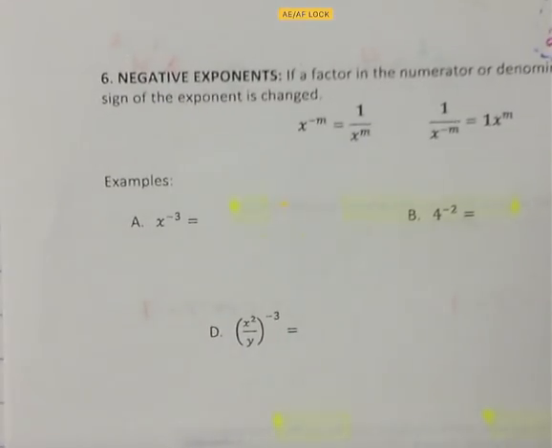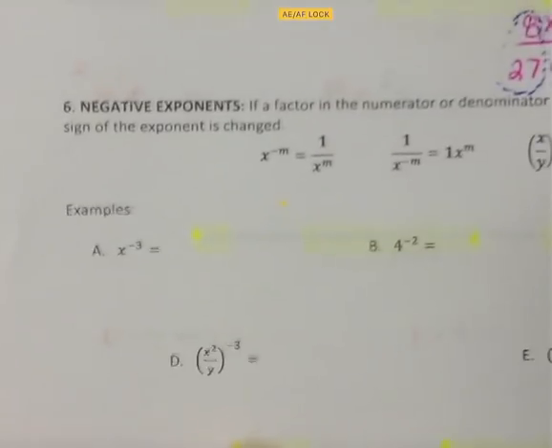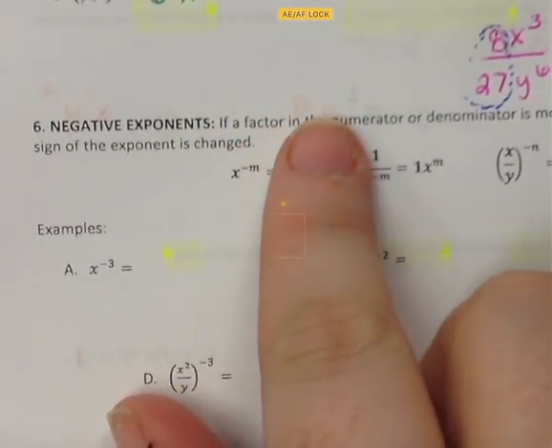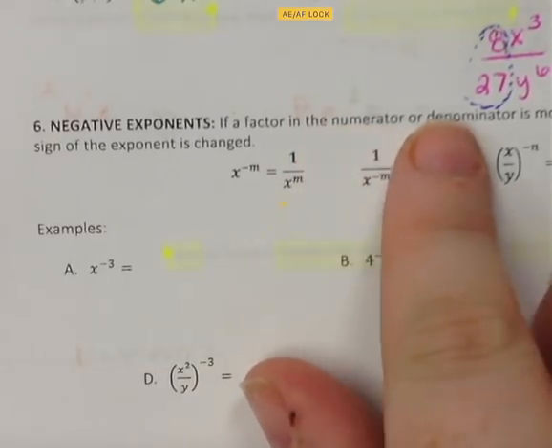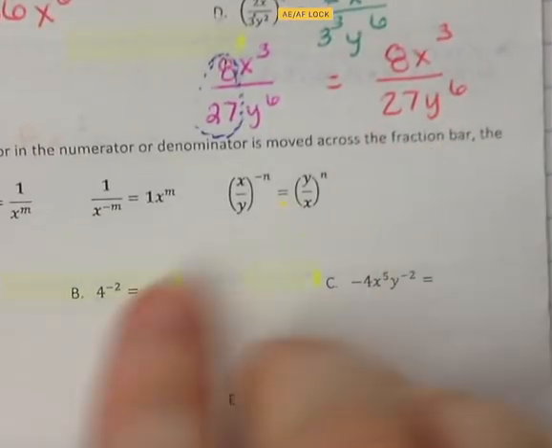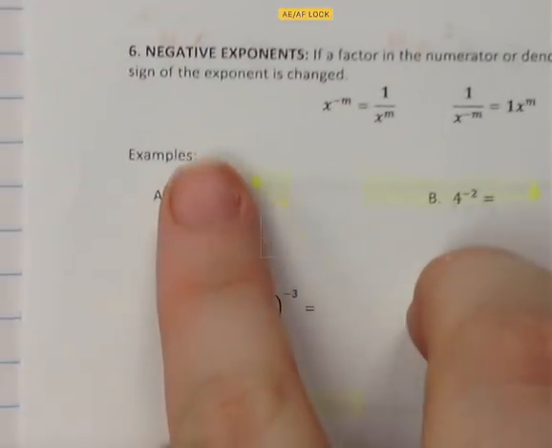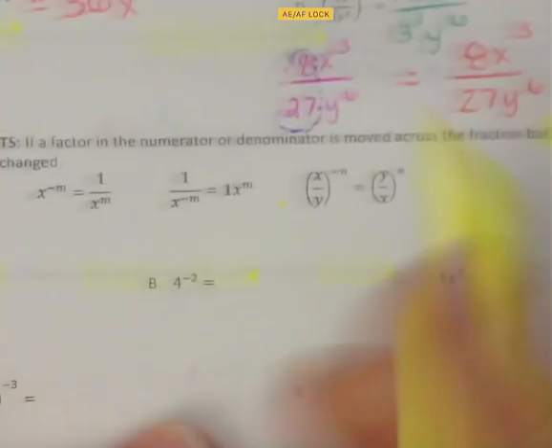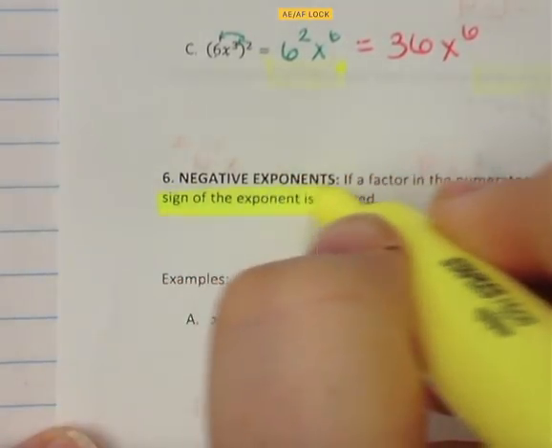Rule 6 is the negative exponents. I was talking about this earlier when we were dealing with subtraction. Whenever you have, if a factor in the numerator or denominator is moved across the fraction bar, the sign of the exponent is changed. So I'm going to highlight that. The sign of the exponent is changed.